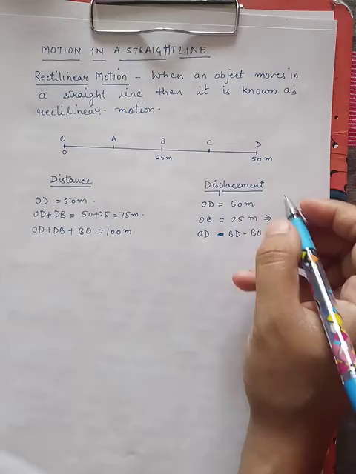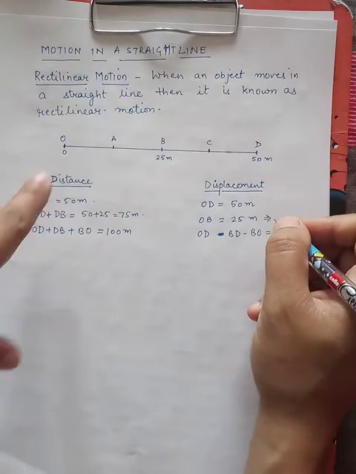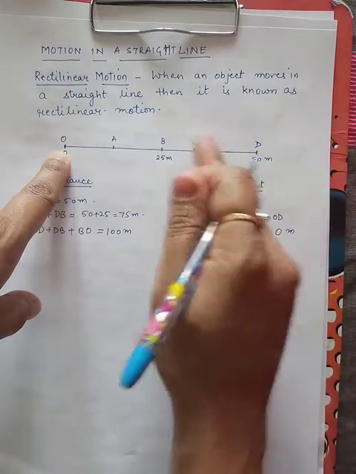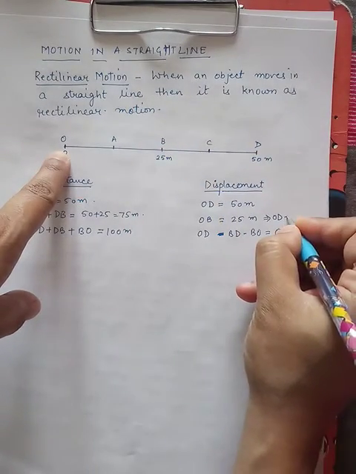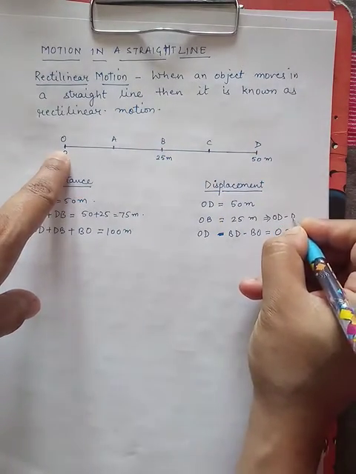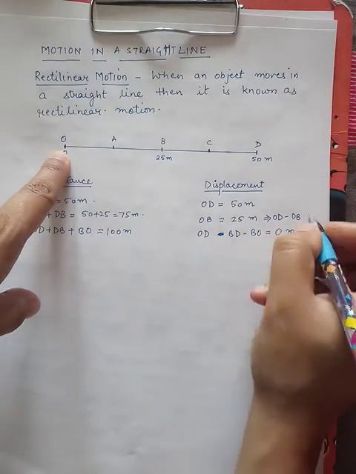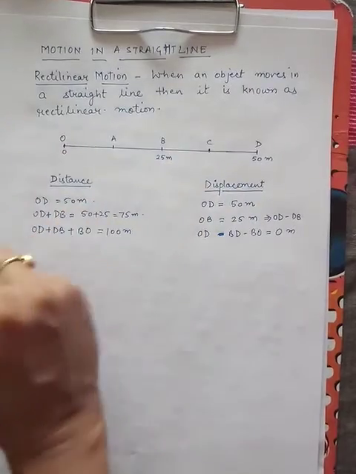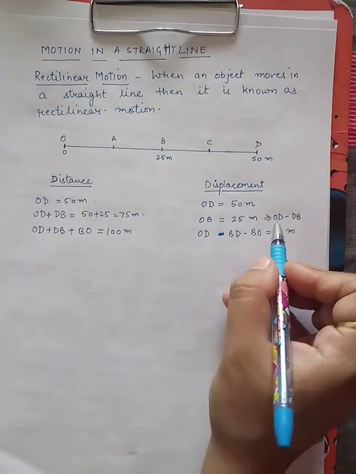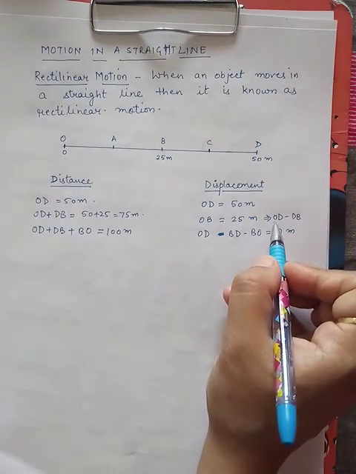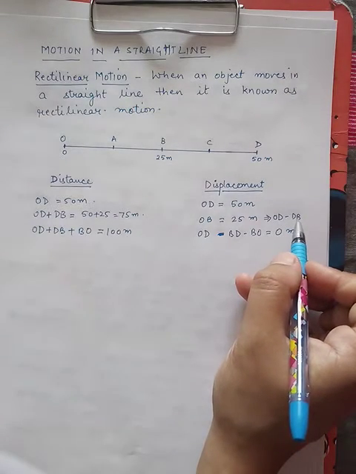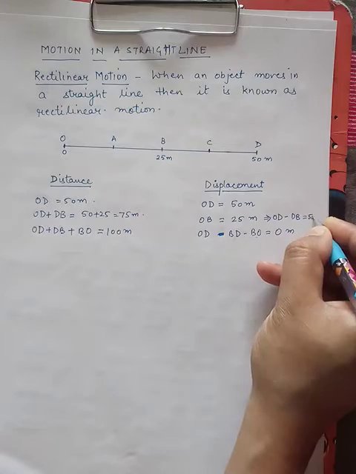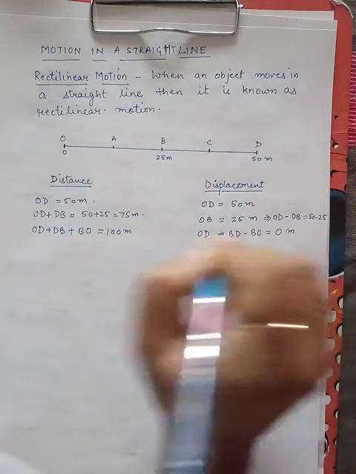This case can be written as OD, then it has come back, so it is minus DB. So that is equal to OB. Okay, so it is 50 minus 25. That also I will write, 50 minus 25.